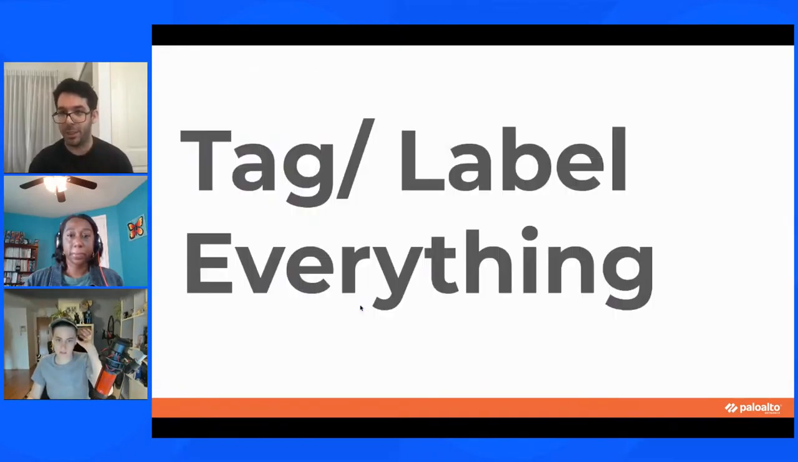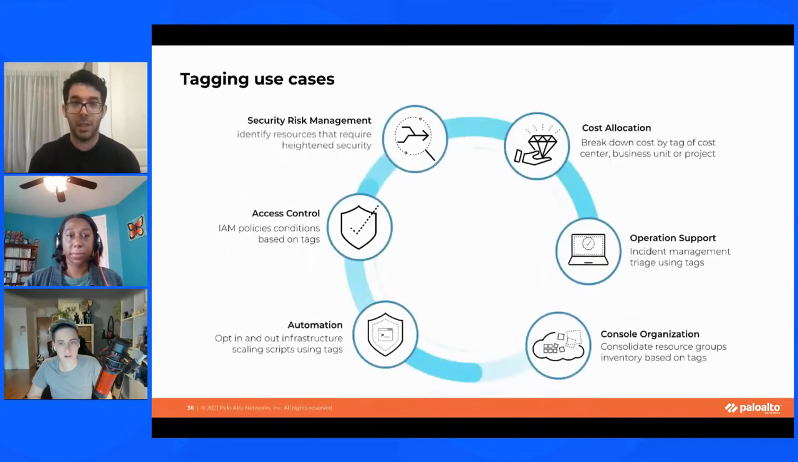So the concept here is if you tag and label everything, really everything, you can have those policies in place. But you can also start with a single VPC or a single AWS account or a single microservice to have those best practices in place, which will help you with use cases like cost allocation, security risk management, access control, et cetera.